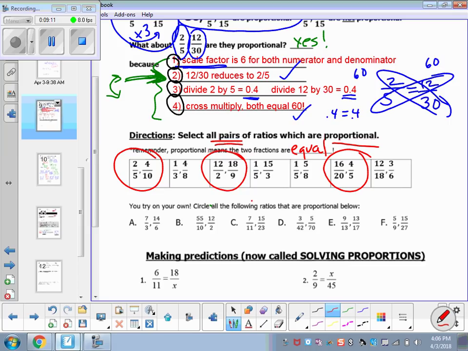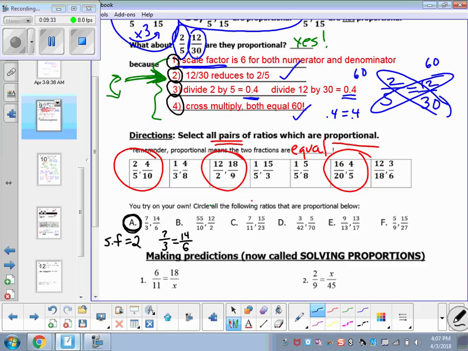Okay, so let's see how you did here. For the first one, 7/3 and then 14/6. I easily identify a scale factor of 2. 7 times 2 is 14. 3 times 2 is 6. So yes, this is a true statement, and yes, we would select it.